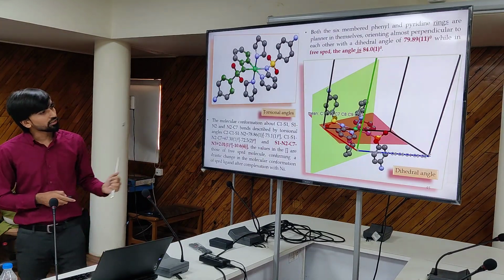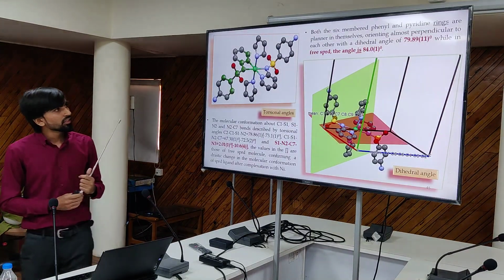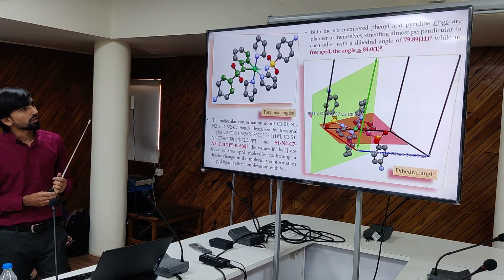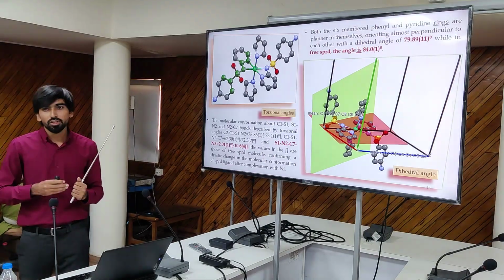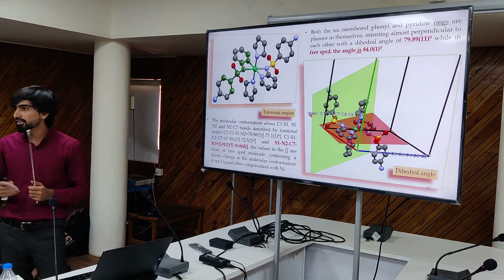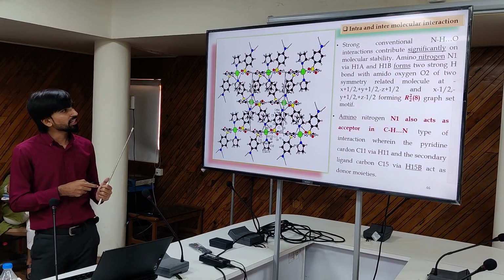This is a dihedral torsion angle. In the case of the dihedral angle, for sulfur pyridine it is around 84. Now in the case of the metal it is 79. So after complexation of the metal, the dihedral angle is reduced. This is the intermolecular interaction.